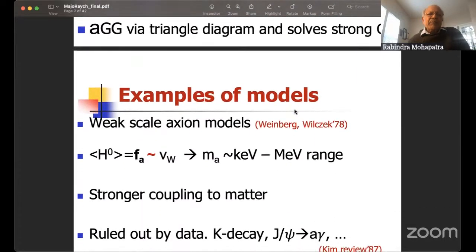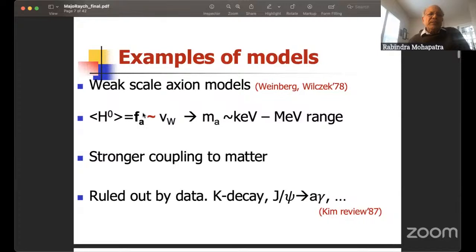Now, there are many examples of models which solve the strong CP problem. The very first one was by Weinberg and Wilczek, who used the weak scale Higgs doublets to take the imaginary part. So the imaginary part, or the axion, is a linear combination of the imaginary parts of the Higgs doublets, H_U and H_D. And therefore, in this model, since this symmetry breaking cannot be more than the electroweak, about 174 GeV or whatever, what you get is an axion mass which is in the keV to MeV range, and this is a pretty strong coupling to matter, and this therefore was very quickly ruled out by K decay, psi decay, and things like that. Okay, so therefore the weak scale axion model is now ruled out.